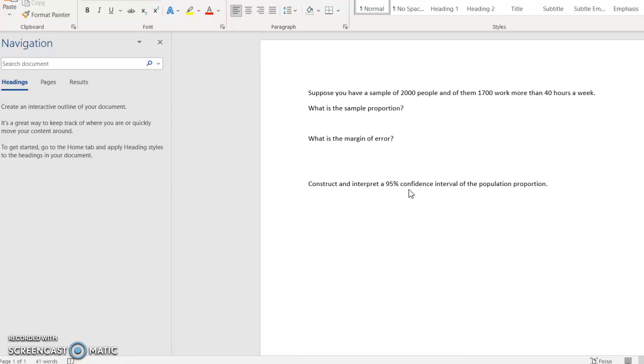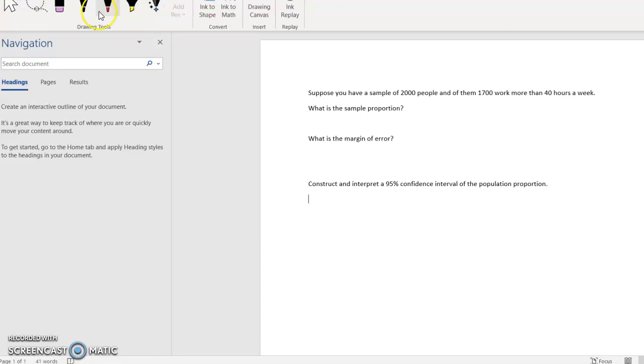So to find a sample proportion, we are going to take the sample size, which is our 2,000 people, and then the number of people who had whatever our issue is. In this case, they worked more than 40 hours a week. There were 1,700 of them, and we are going to make a fraction, the 1,700 people, out of the 2,000. And that is our sample proportion, or many times we'll refer to that as p-hat, because our little symbol that goes over the top looks like a hat.